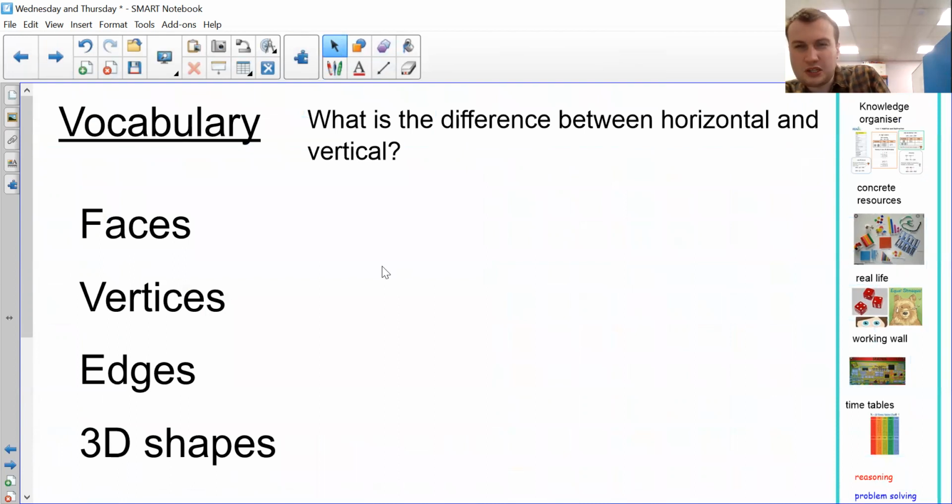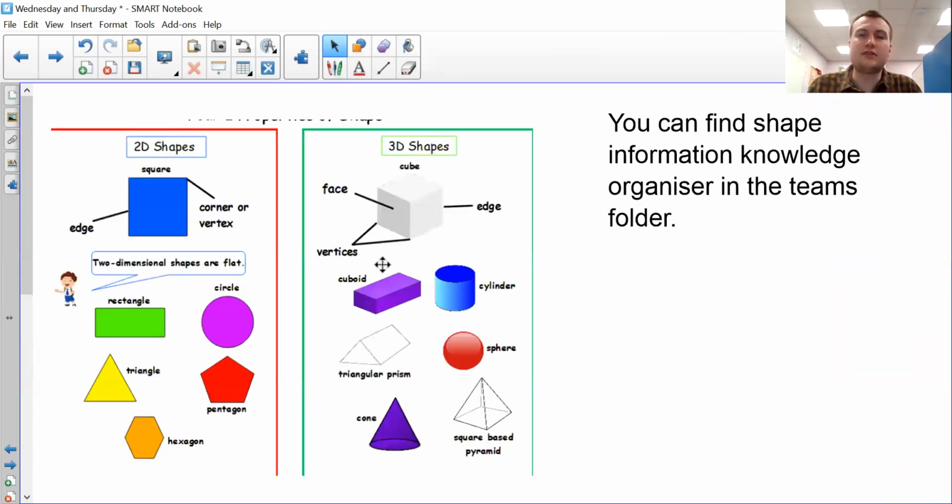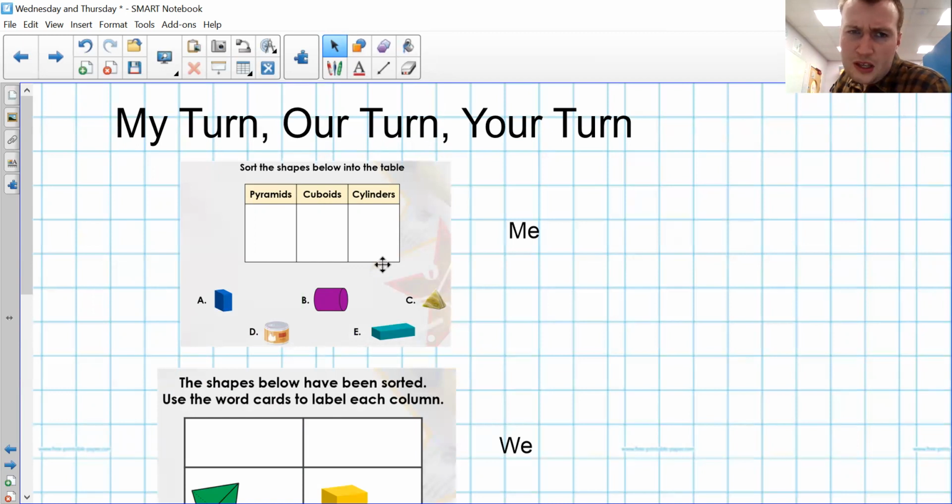Okay, so our vocabulary, we need to remember those faces, vertices, edges, 3D. And we're focusing purely on 3D shapes. Okay, remember vertices are the points, the corners. Faces are how many different literal faces it's got on it. And then edges are the lines that make up the shape. Right. So we have here 5 different shapes that we need to sort into the table. Are they a pyramid, a cuboid, or a cylinder?